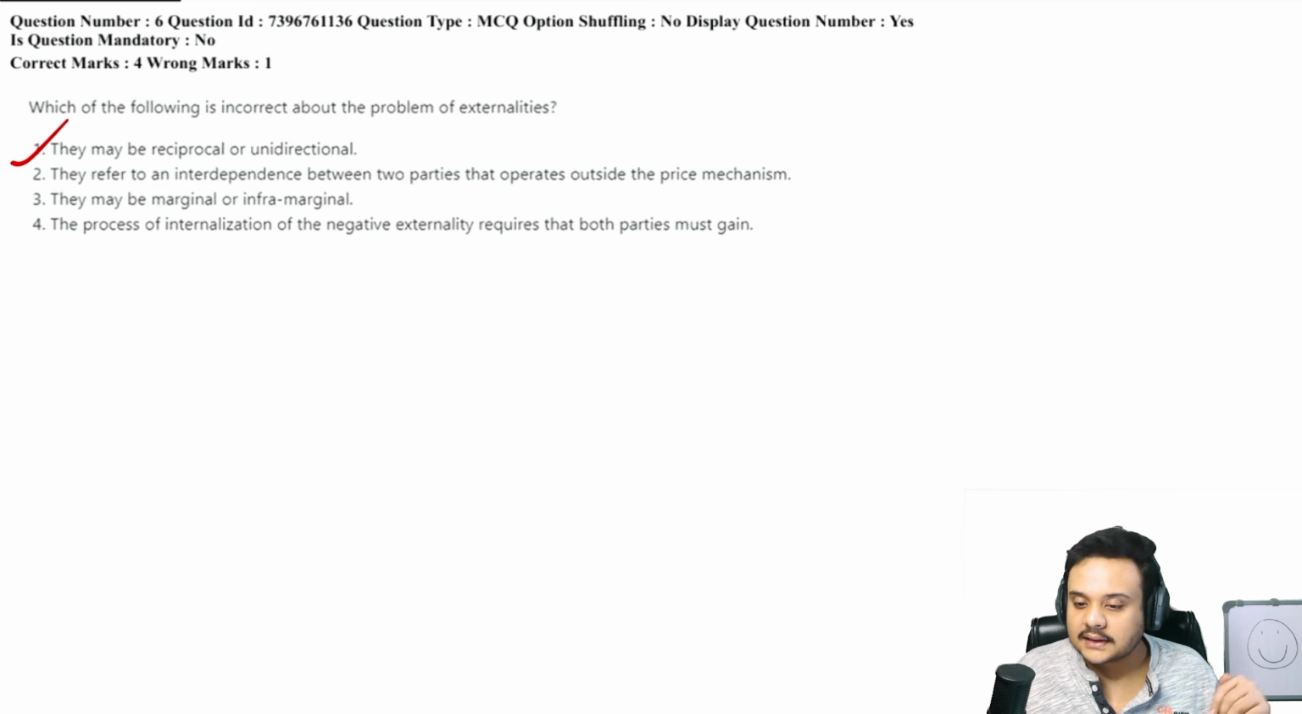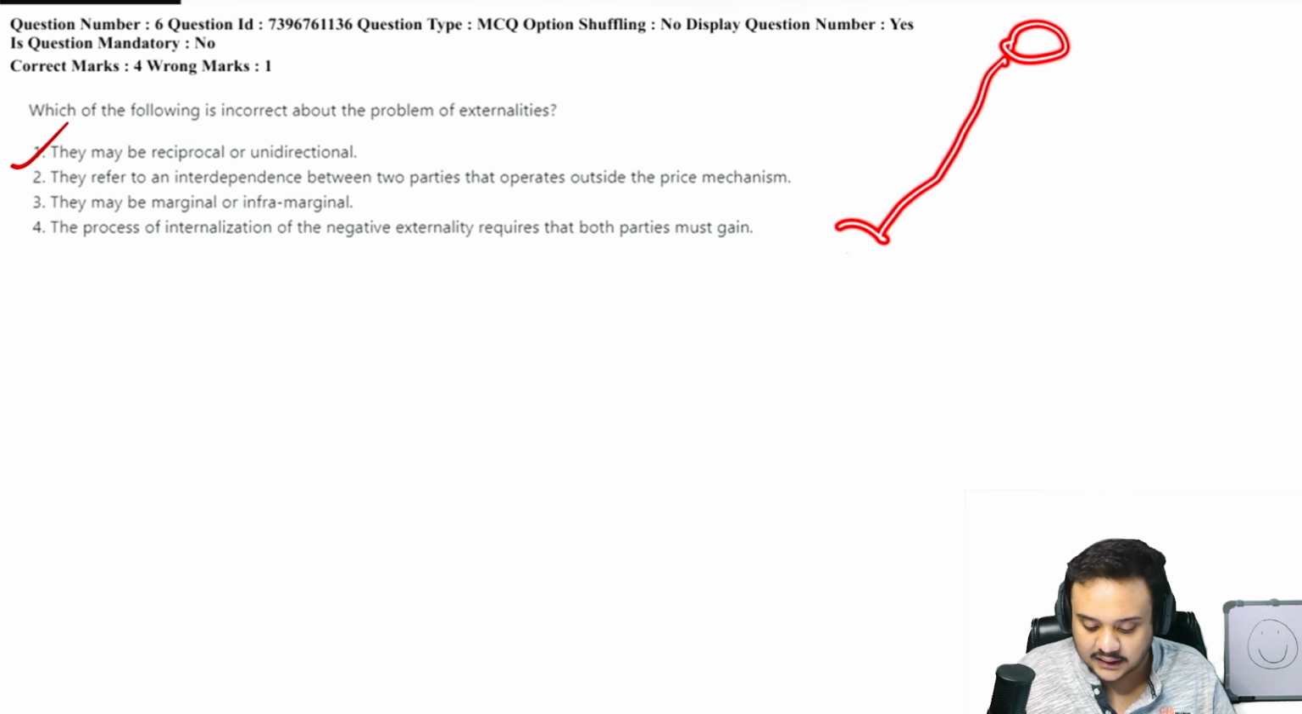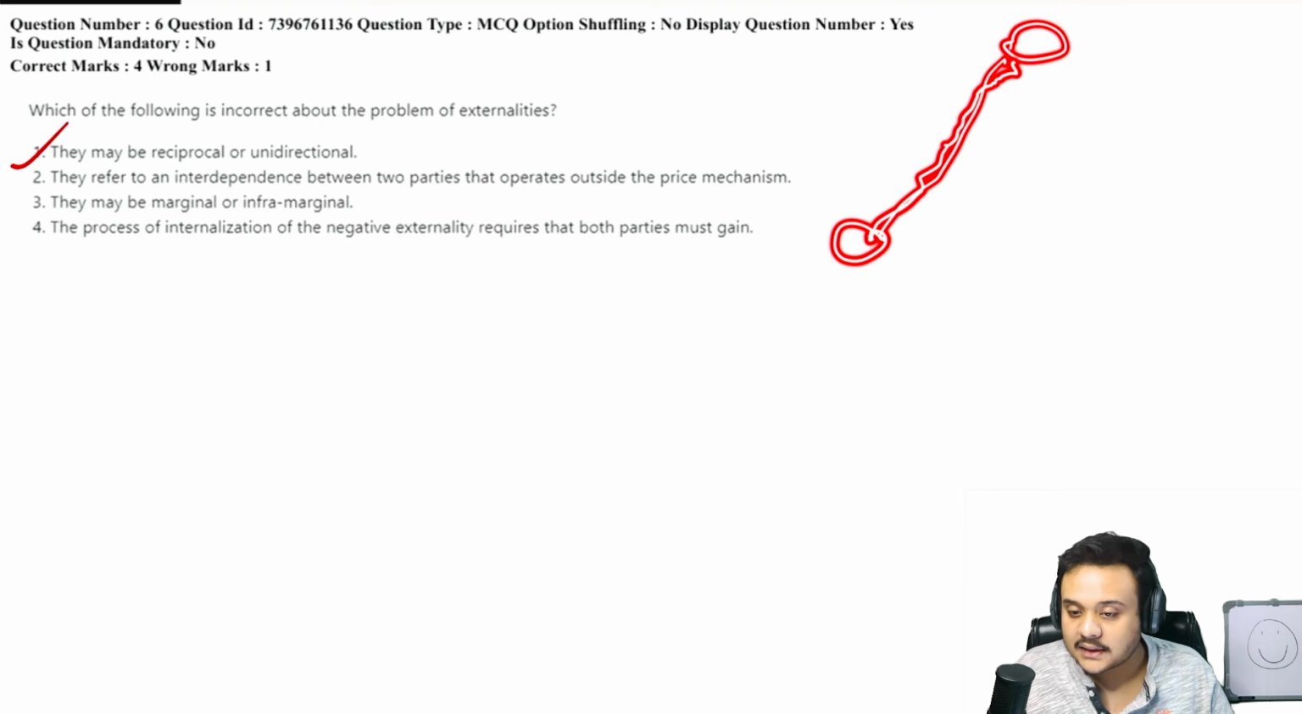Okay, we have a lot of examples. We have the downstream upstream river example, where there is a factory that is upstream, and then downstream there is a farmer, a fish farmer, any person who is doing his business, and he is negatively being affected by the water pollution that the factory is doing, right? So here the factory is not losing anything. So this is a unidirectional externality.